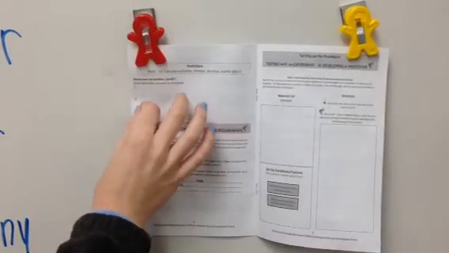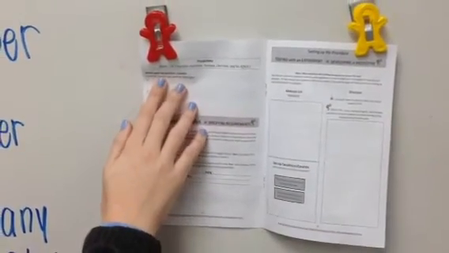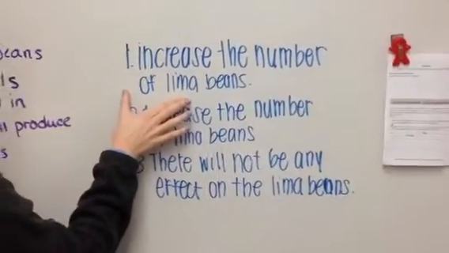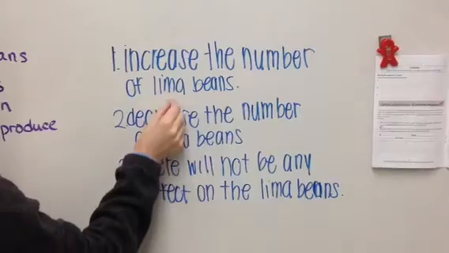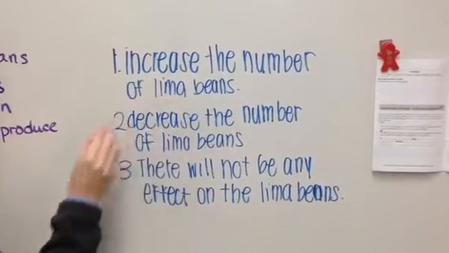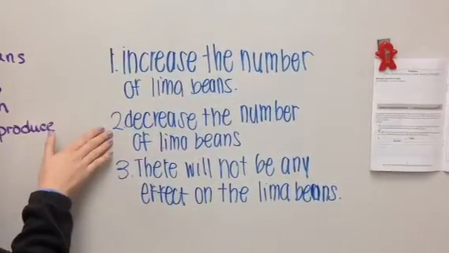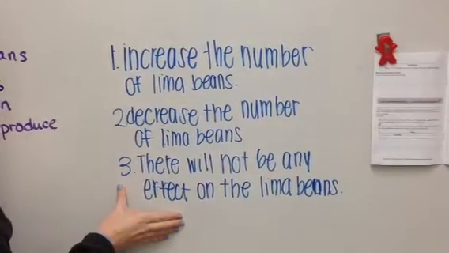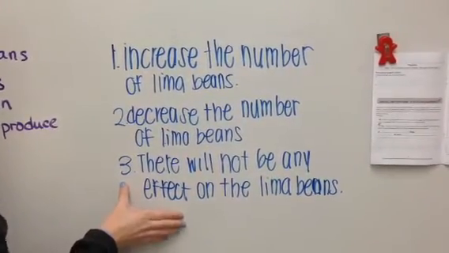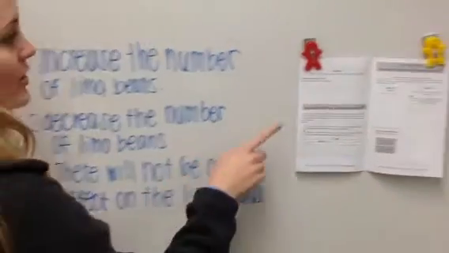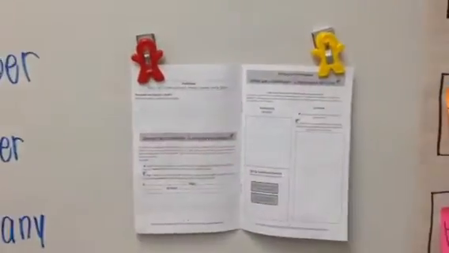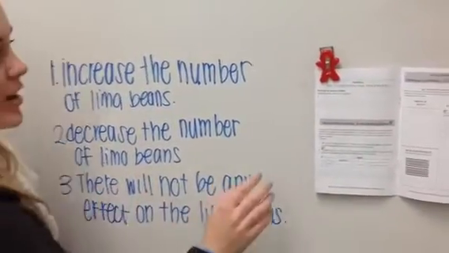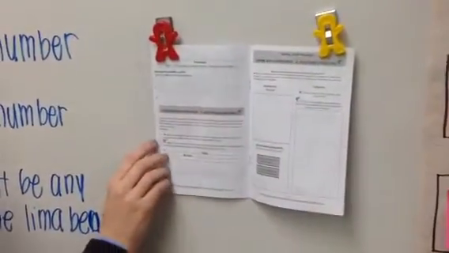points to investigate. And if we were using the lima beans, we would say, as a prediction, it will increase the number of lima beans, it will decrease the number of lima beans, or there will not be any effect on the lima beans at all. So when your students are filling this out, they need to be thinking of, will there be an increase, a decrease, or no effect, depending on what project they have chosen to do.